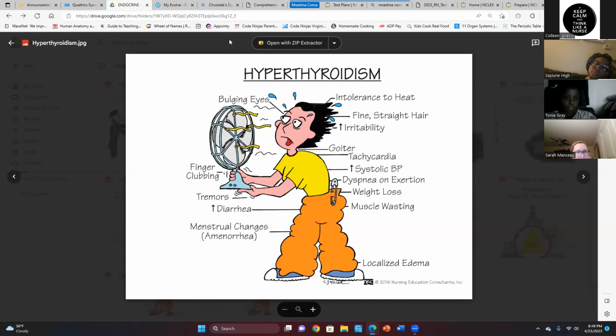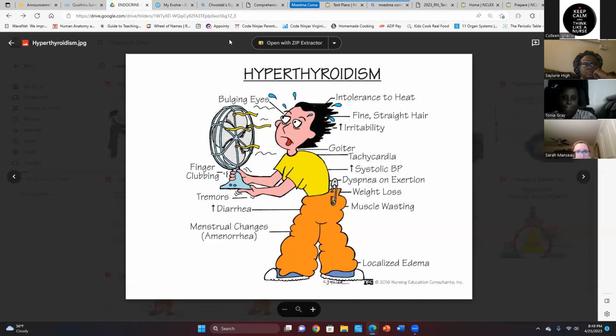If they can tolerate it, if it's prescribed, they can even take an ice bath, but that's for extreme cases, because sometimes that could shock the patient as well. So we just have to see what is appropriate for that patient. But those are all things that we could do to get the patient's temperature down.